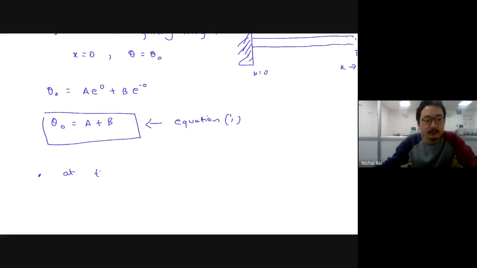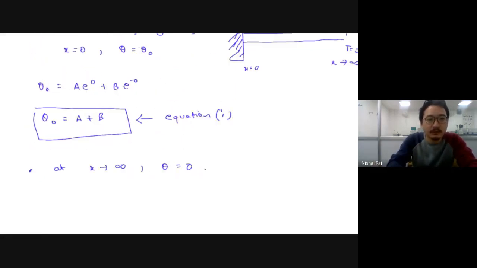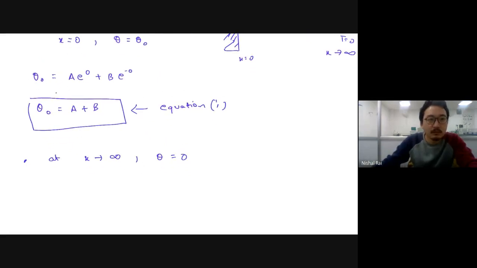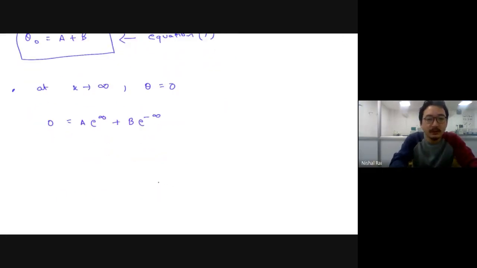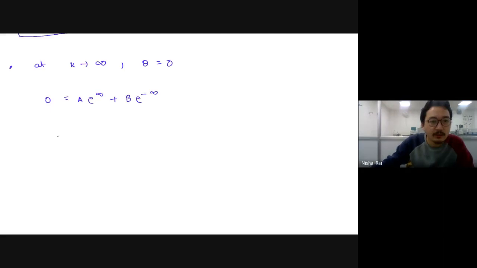At x tending towards infinity, what was the temperature over there? Theta was 0 basically. So you can again put it over there. So 0 should be equal to A e to the power infinity, let's consider this, plus B e to the power negative infinity. So e to the power negative infinity is basically 0. So basically you will end up with what?